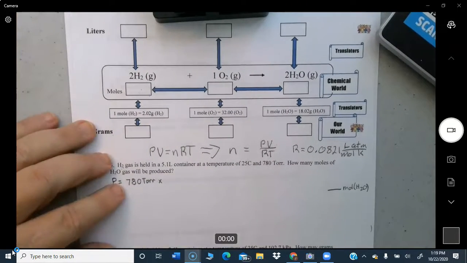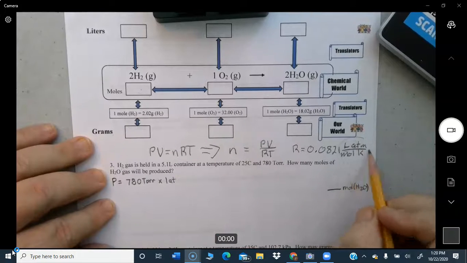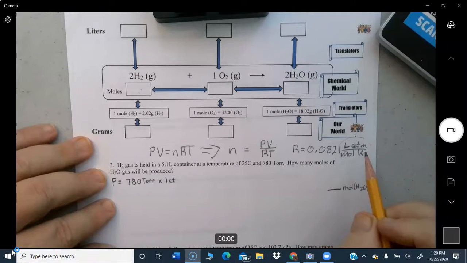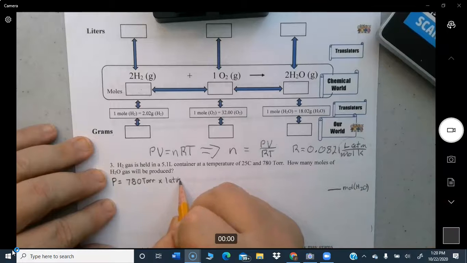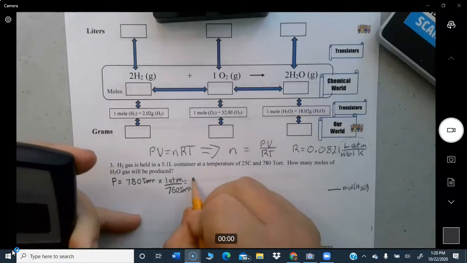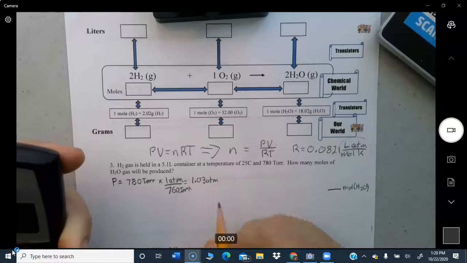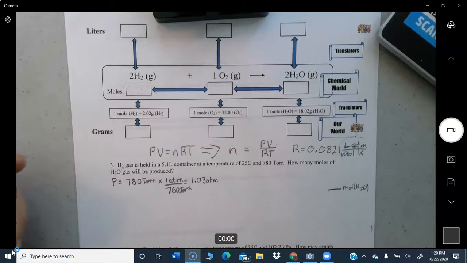So it's 780 torr times 1 atmosphere. Okay, this is our guide as to what units we need. For pressure, we need atmospheres. So it's 1 atmosphere for every 760 torr. Torr cancel. And you end up with 1.03 atmospheres.